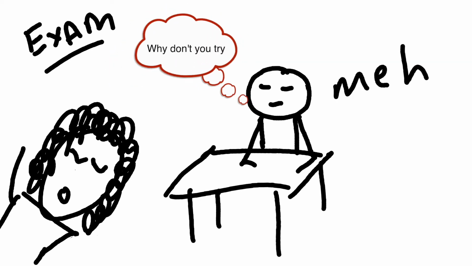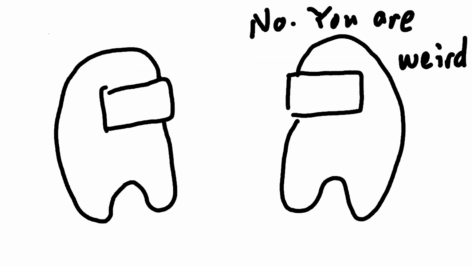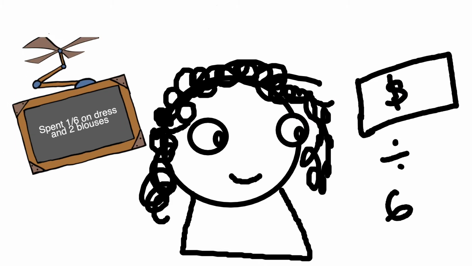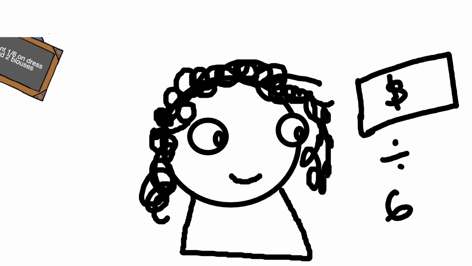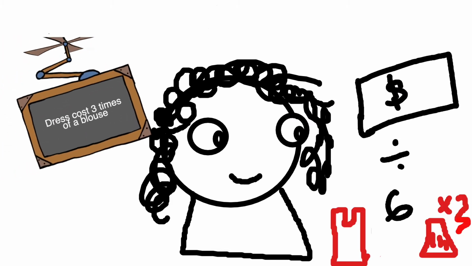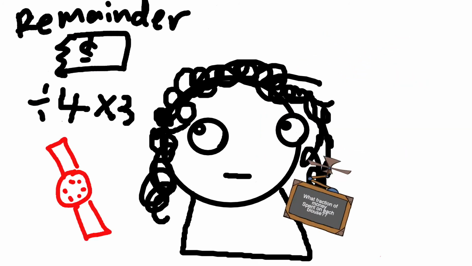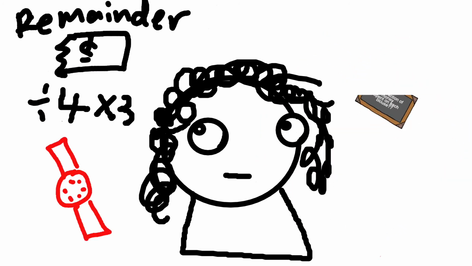The characters in the problem sums are fidgety and weird. They like to do things in a certain way which normal human beings like you and I don't. For example, Mrs. Wu spent 1/6 of the money on the dress and 2 blouses. The dress cost 3 times as much as each blouse. Then Mrs. Wu spent 3/4 of her remaining money on a watch. What fraction of Mrs. Wu's money was spent on each blouse?